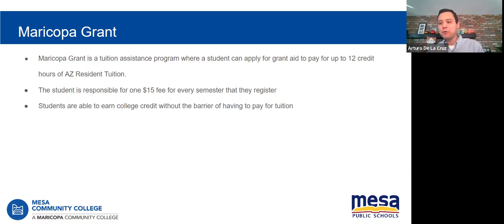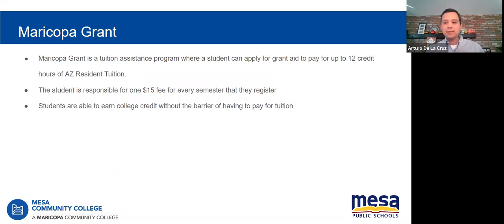I didn't want to move on without talking about our Maricopa grant, though. So our Maricopa grant, this is a grant aid opportunity for students who qualify. About 25% of our students who participate in dual enrollment are awarded this Maricopa grant. And so it's important to talk about, because this does remove that barrier of having to pay for the tuition for a lot of students.